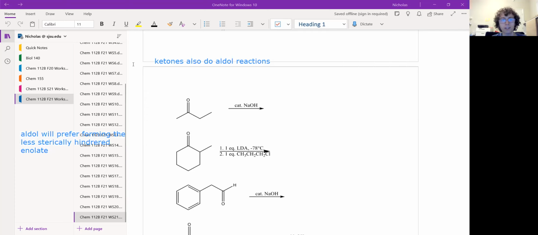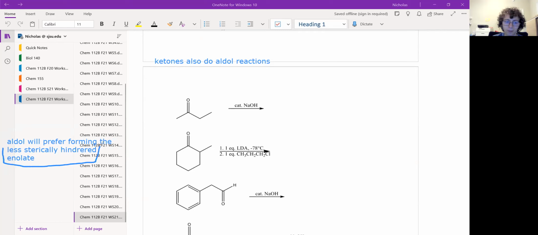So it's going to be the less substituted enolate. It's going to form on the less substituted side every time. This applies to both aldol and direct alkylation reactions. Just be aware, we're going to be forming the less substituted and less sterically hindered enolate every time, which means in this structure, it's going to be the one on the left because that's less hindered than the one on the right.